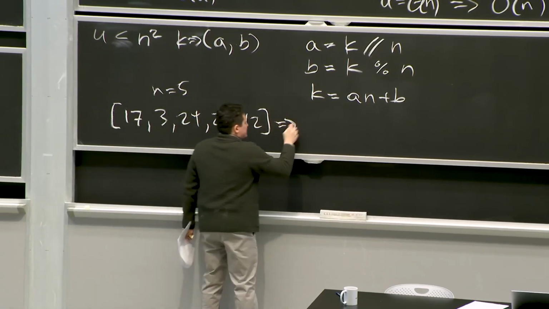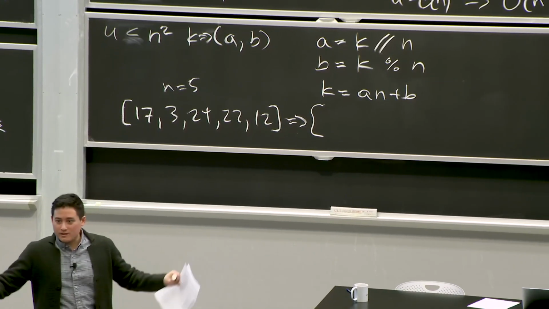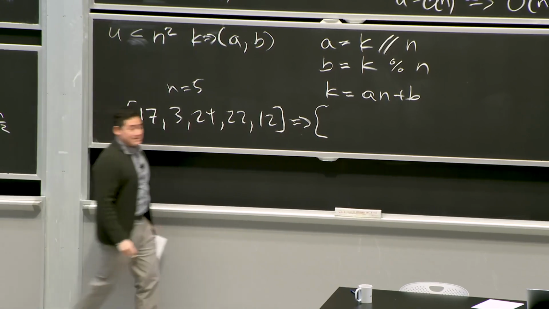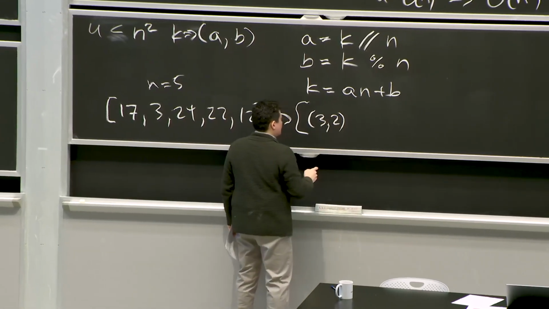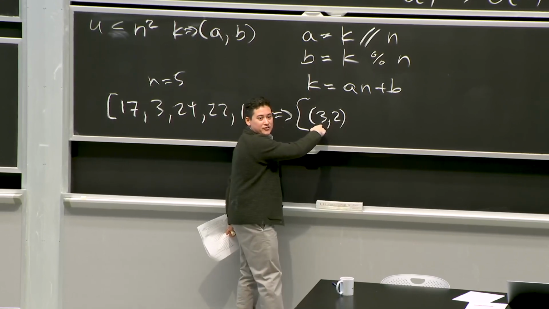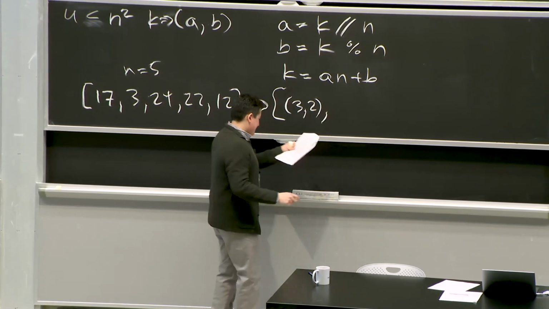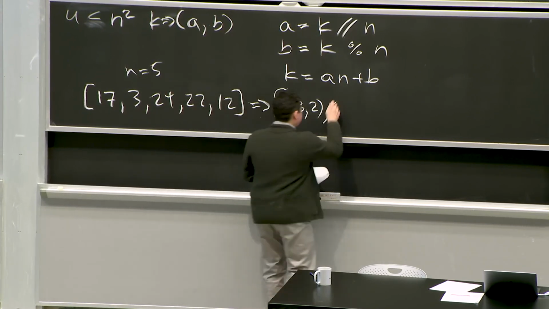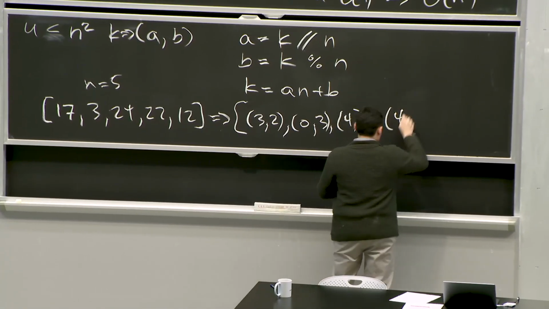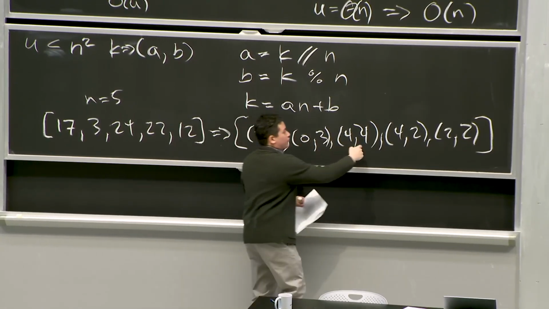And I'm going to represent this as 5 pairs of numbers that are each within the bounds of 0 to 4, right? Does that make sense? So what is my a, b representation of 17? 3, 2. Okay, so there are 3 times 5 plus 2. That's 17. I think your colleague did that right. I have all of these written down, so I'm just going to write it out, and I hope I did it correctly. Okay: 3,2; 0,3; 4,4; 4,2; 2,2.